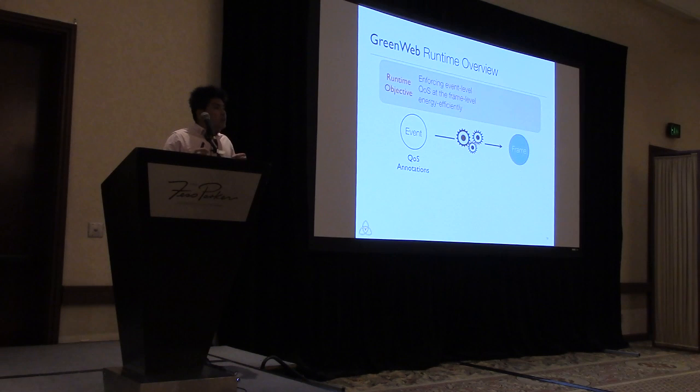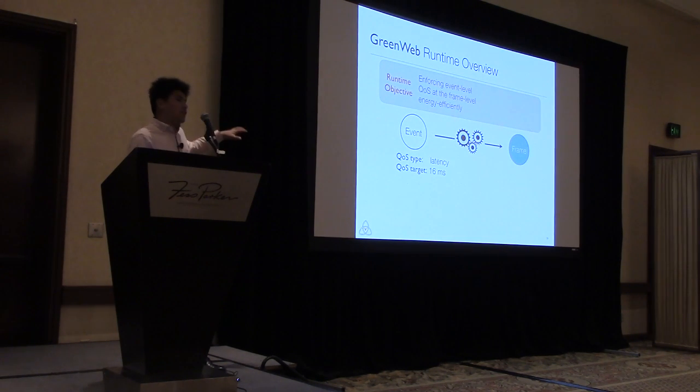Or in other words, it has to figure out how to generate frames using the minimal energy but still satisfying the QoS specifications. So, for example, for that particular event, its QoS type is annotated as latency. Then the GreenWeb runtime knows that for this particular event, it is only going to produce one frame. And for that particular frame, because the QoS target is 16 milliseconds, the GreenWeb runtime knows that I will have to be able to produce that particular frame within 16 milliseconds while using the least energy.